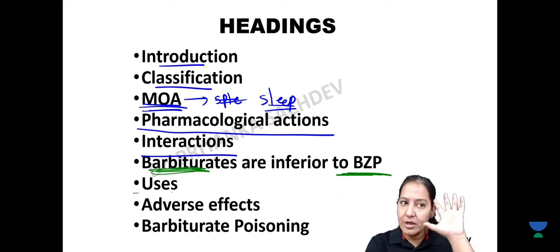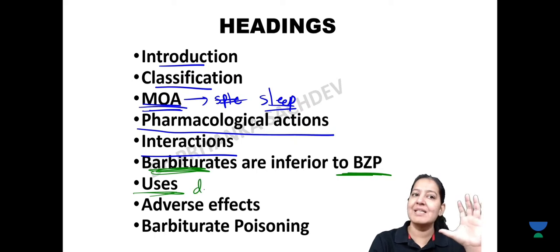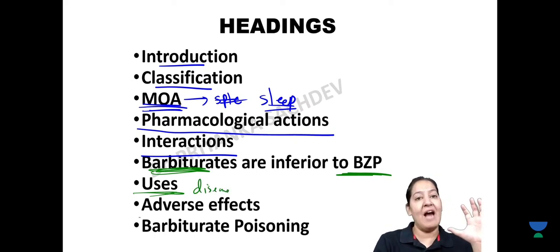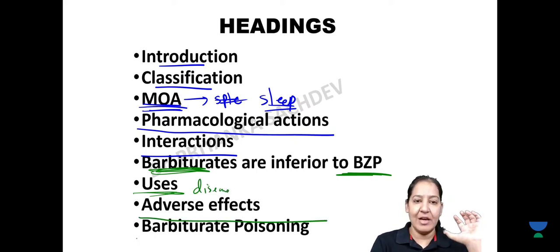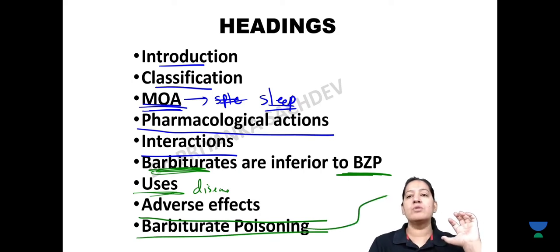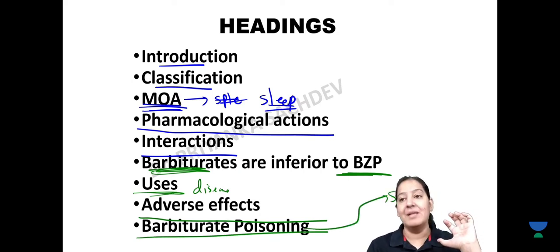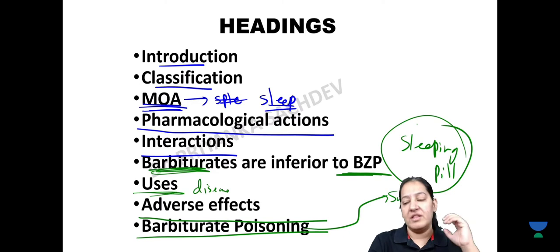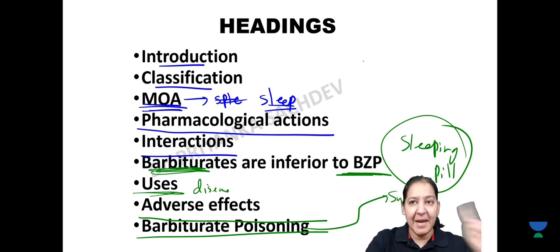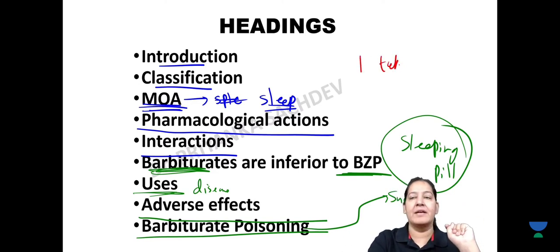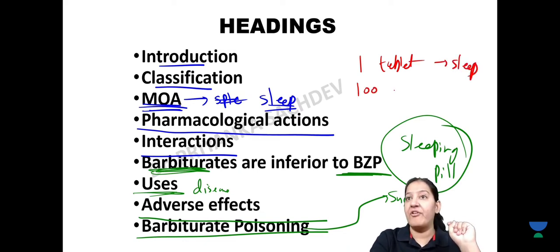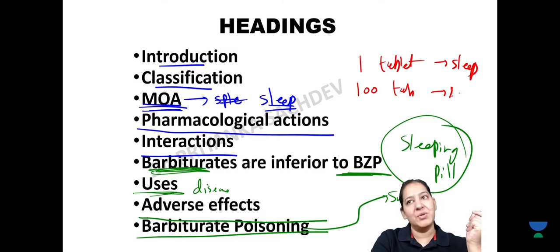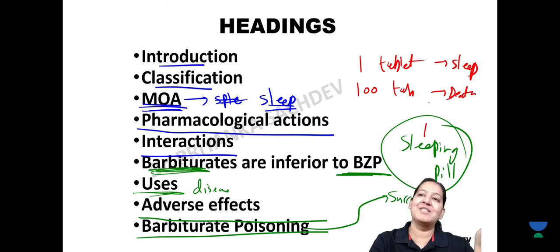Then I will tell you the uses, the diseases in which we use barbiturates. I will tell you the adverse effects, and the poisoning, which is very common. It is used for suicidal purposes. Many people use sleeping pills for suicide. The layman's mentality is that if I take one tablet, I get sleep, and if I take 100 tablets, I will get death. That is why it is used that way.